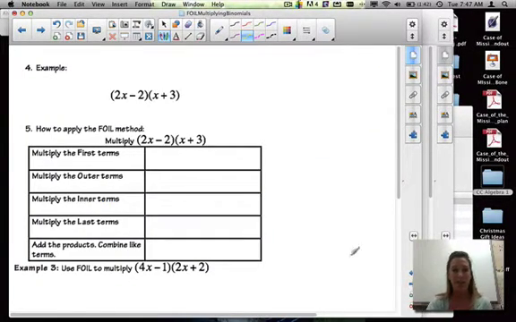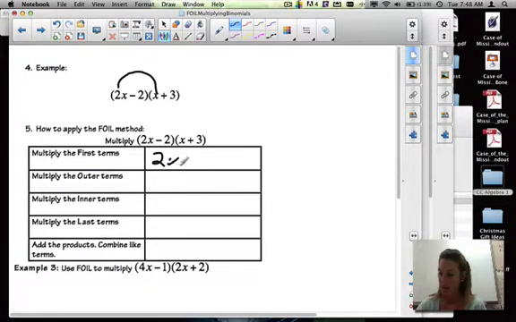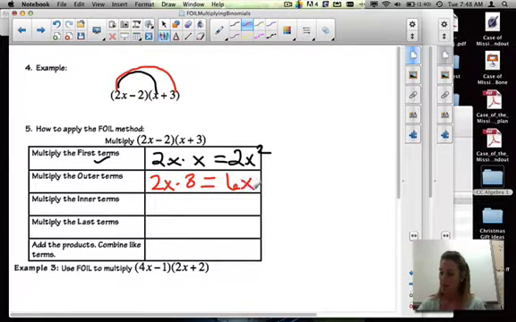All right, so let's try this example. So go ahead and write this down. All right, we're going to first start off by multiplying the first terms. So I'm going to multiply 2x times x, which gives me 2x squared. Then I'm going to multiply the outer, so 2x times 3. So 2x times 3 equals 6x.